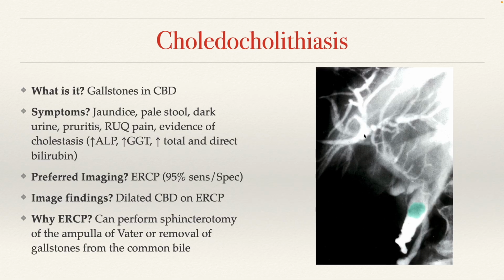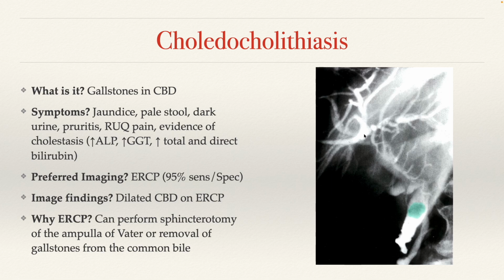So going right into it, as we said, choledocholithiasis means gallstones have made their way from the gallbladder into the common bile duct. And these patients often look jaundiced. They have pale stools, dark urine, pruritus, right upper quadrant pain, which is kind of a common presentation for all of these. And the labs will show what we call a cholestatic pattern. So you're going to have elevated ALP, elevated GGT, and elevated total and direct bilirubin.